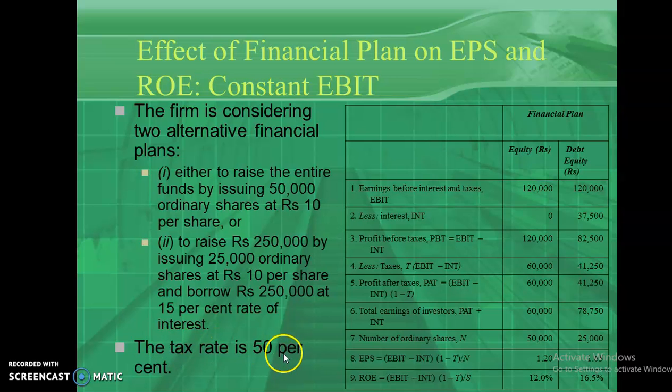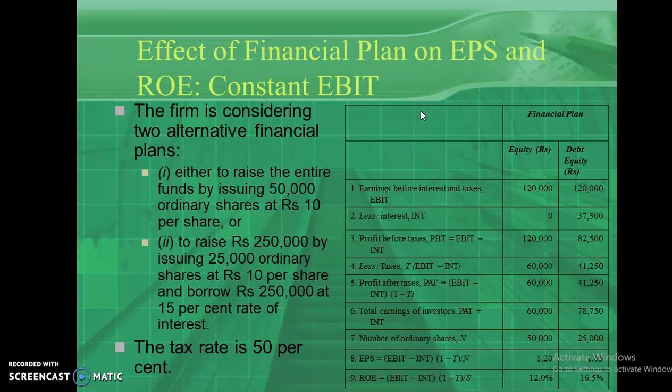And the tax rate is 50%. So here the question is how the equity plan will influence the returns available to the shareholders, and how the debt equity plan influences the returns available to the shareholders. Which plan magnifies the returns available to the shareholders? That's the question here. Let's look into the example. Then we will understand which firm is magnifying the returns to the shareholders.